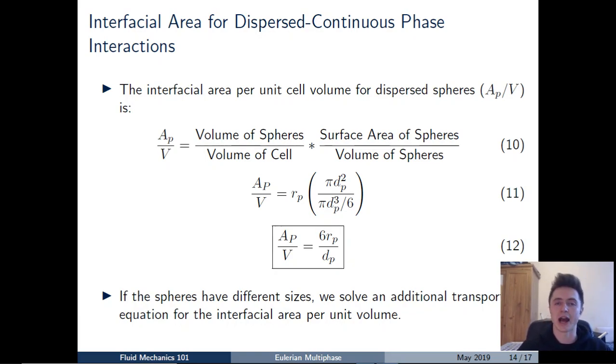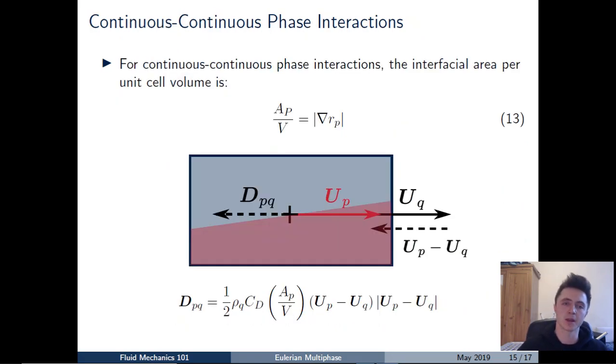So what happens if we have a continuous phase interaction? Because clearly this is not going to be appropriate for that. Well, in that case, we're just going to use an identity, which is commonly used by all CFD codes, and that is if we've got two continuous phases in our cell, then the interfacial area, or the area that the drag force acts on per unit cell volume, is given by the magnitude of the gradient of the volume fraction.